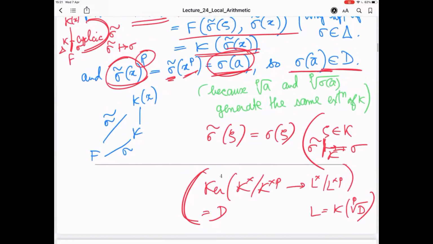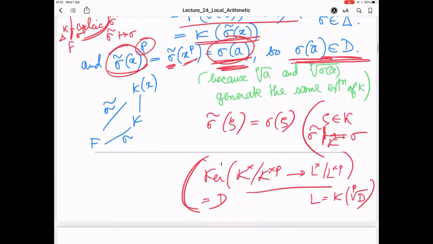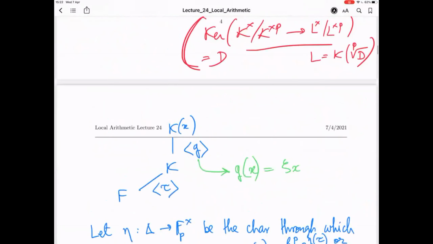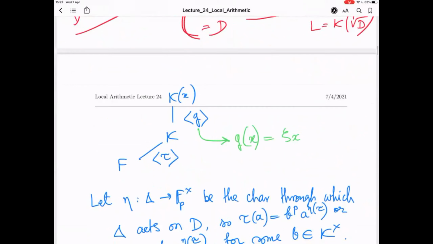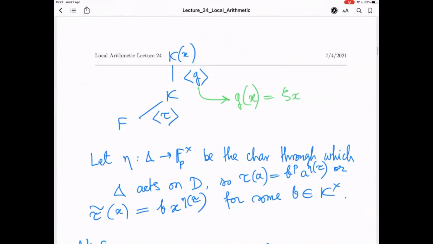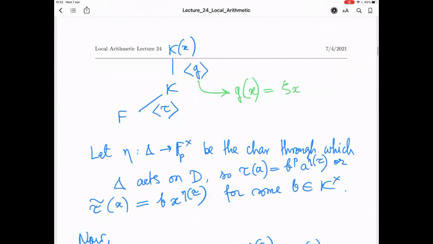That's right. So it means that this sigma of A would be in the kernel of this map, and therefore this sigma of A bar has to be in D. So that shows that D is delta stable. Now let's compute the character through which delta acts on this D.